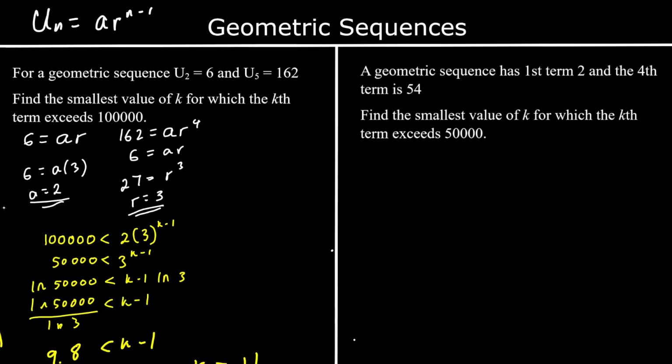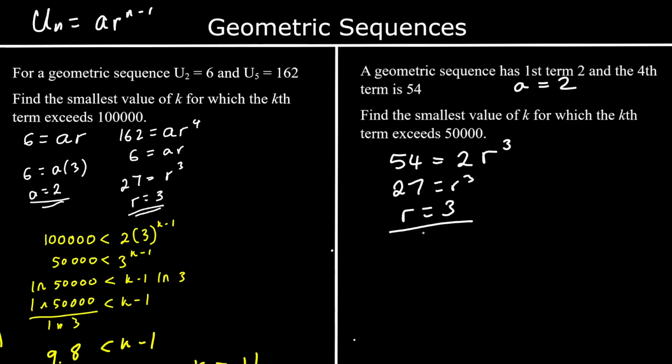One for you to try. Give it a go. A geometric sequence has first term 2, a equals 2, and the fourth term is 54. So 54 is a, which is 2, times r to the power of n minus 1. 4 minus 1 is 3. So r cubed is 27 again.